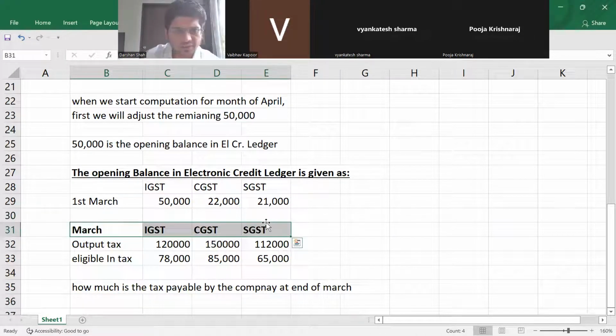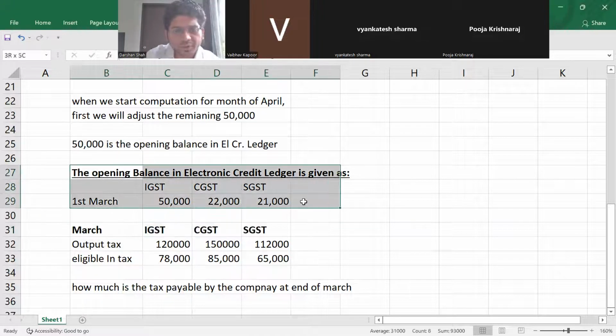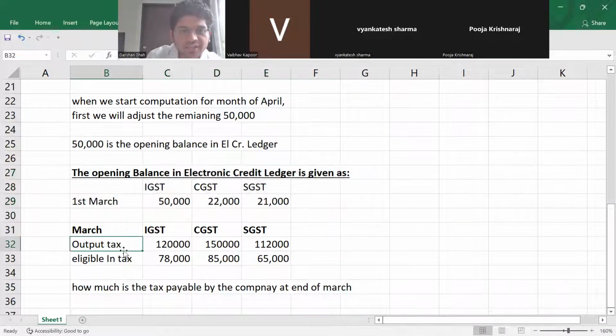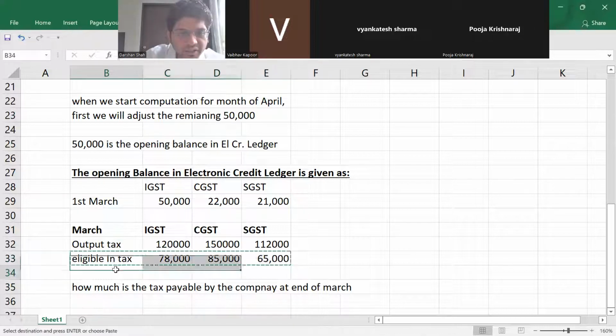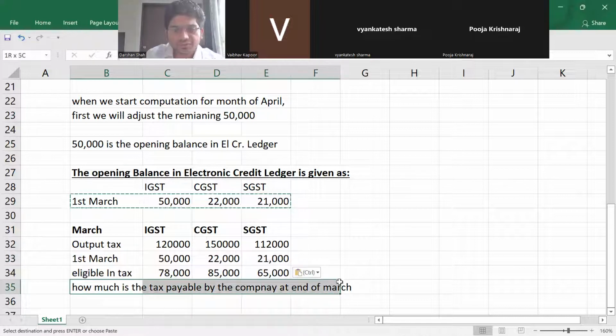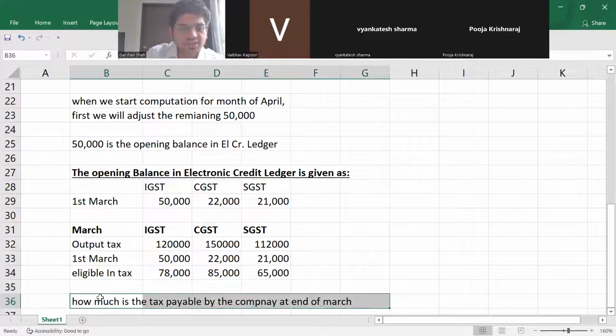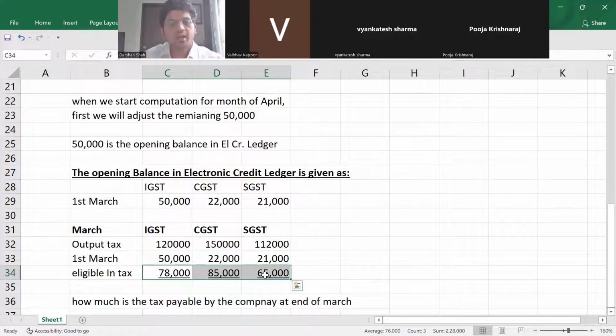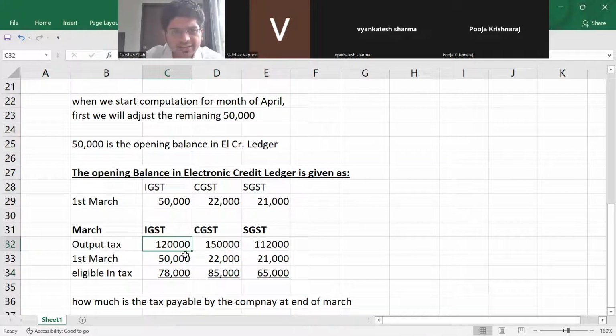So now guys see, it is a simple calculation. Opening balance is already one kind of input tax only. And we already have the eligible input tax also, right? So my eligible input tax will be claimed later, and this opening balance, I'll adjust first against my output tax, right? So output tax is 1,20,000.